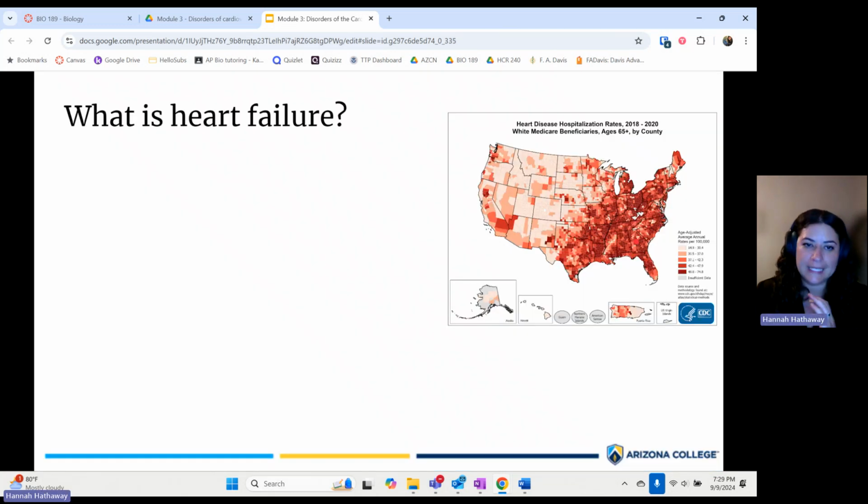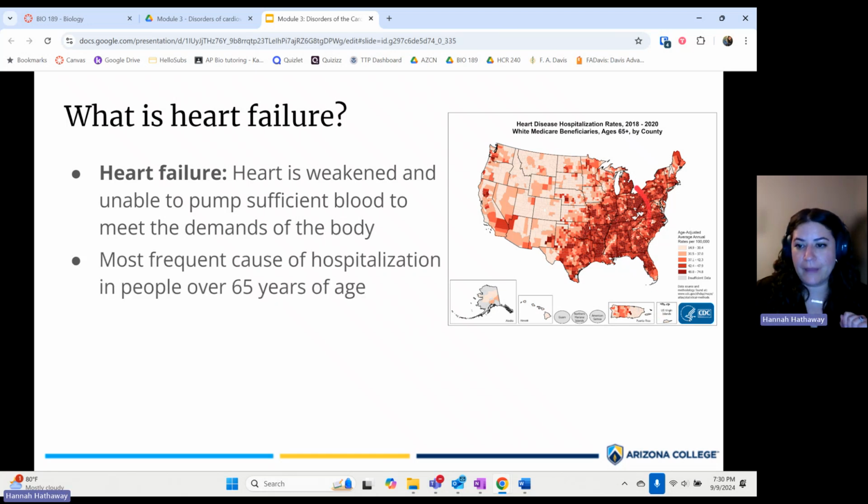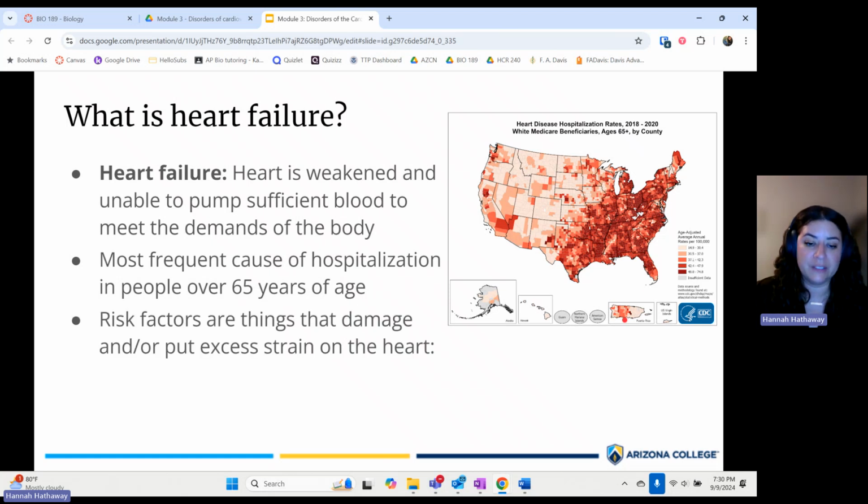Okay, so first off, what is heart failure? It is very much what it sounds like. Your heart fails to pump. So this is caused by when the heart is essentially so weak that it either just can't pump blood enough or there's such high demand that your heart is unable to meet that demand. So essentially your heart is just not doing the job it's supposed to do. It's failing. So this is a nice little map from the CDC that shows the prevalence of heart disease throughout the country. It is the most frequent cause of hospitalization of people over 65 years of age.